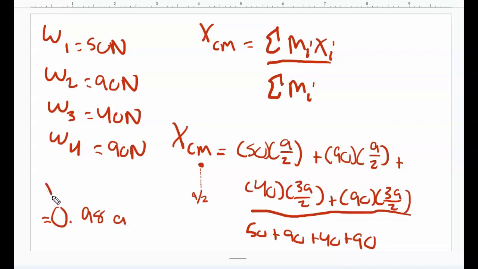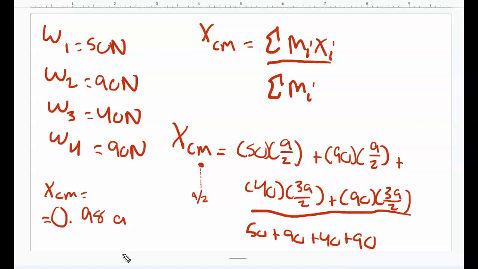And this is going to be xcm, 0.98a. The question asks you to answer in terms of a and multiples of a, and so this is a multiple of a. In other words, the center of mass for these 4 plates is somewhere around 0.98a.